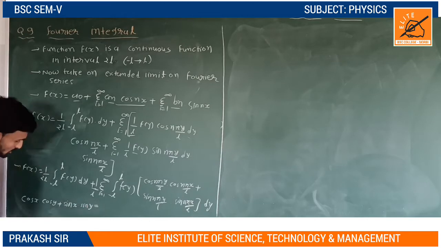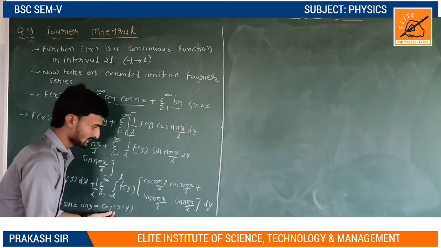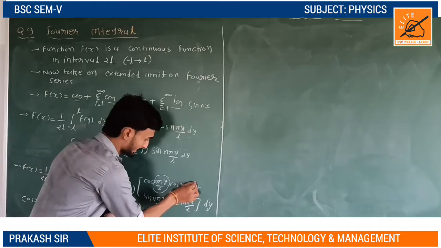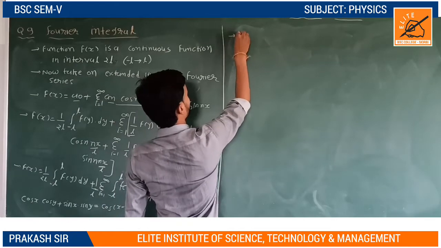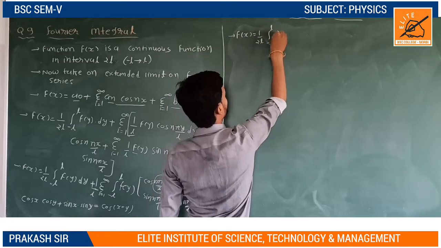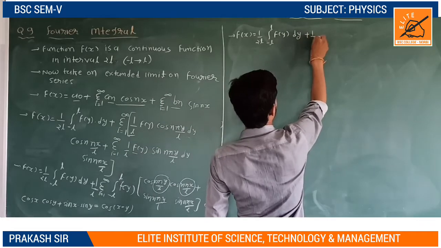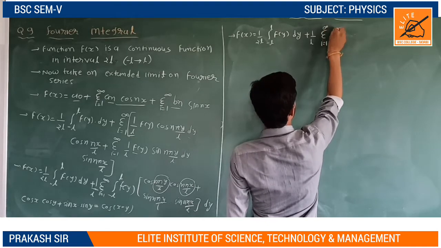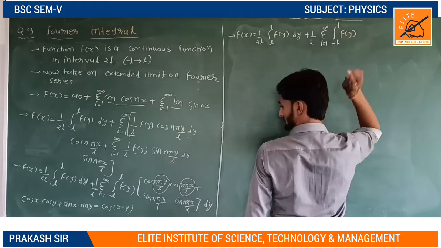Now this term is the same as the identity cos x into cos y plus sin x into sin y is equal to cos of x minus y. Here the x angle is n pi y upon L and the y angle is n pi x upon L. So f of x is equal to 1 upon 2L integral minus L to L f of y into dy, with 1 upon L, summation, the integral from minus L to L, and f of y common.